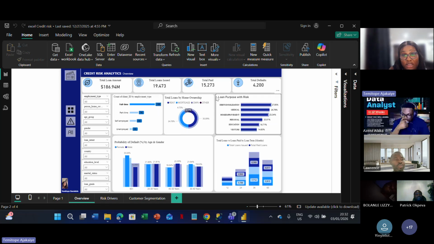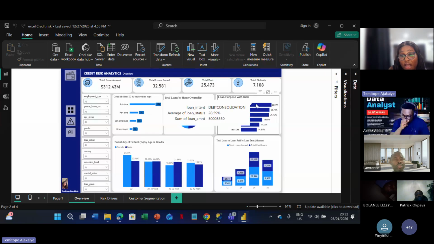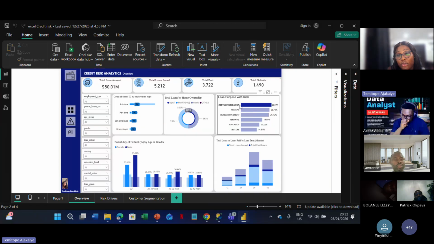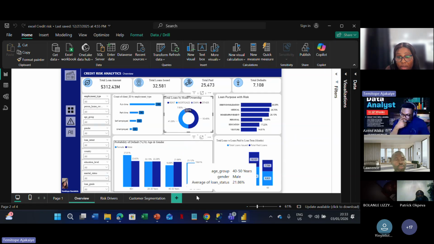Looking at the people that defaulted the most under employment type, we can see that those working full-time have the highest default rates, even though they were the ones that collected the highest loans. For loan purpose, those collecting loans for debt consolidation, that is, collecting a loan to pay another loan, also have the highest default rates. Home ownership shows that those renting an apartment also have the highest default rates. Age and gender also matter, because those above 60 years defaulted the most when it comes to loan repayments.